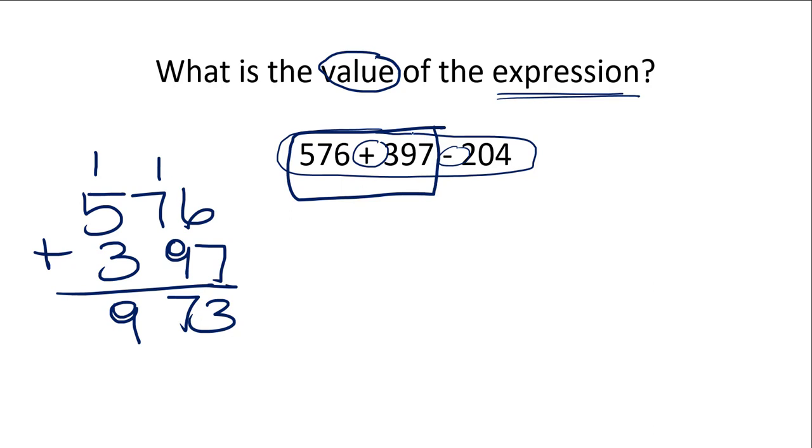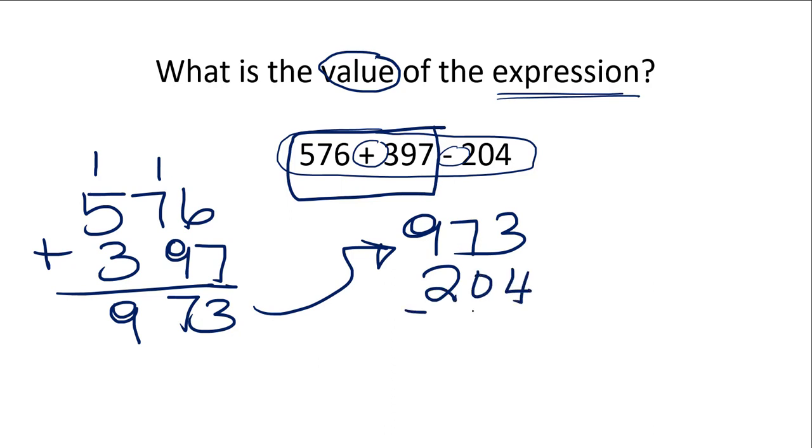973 is my answer for just this portion of the expression. Then I take the answer that I just got, 973, and I'm going to subtract 204. It's almost like a two-step problem. So it is a two-step problem, two different operations being done. So now I have to do 3 minus 4.